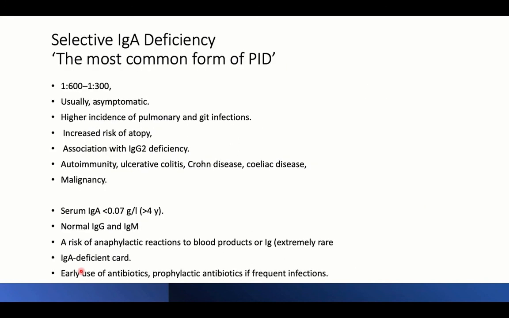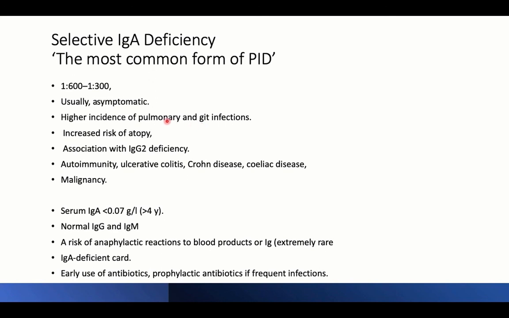Now the less severe antibody deficiencies. The most common form of PID at all, either significant or not, is IgA deficiency, selective IgA deficiency, with incidence of 1 per 600 to 1 per 300 population. This is a very common presentation, which is usually asymptomatic, giving no clinically significant disease, but may present with higher incidence of pulmonary and GIT infections. IgA is important for mucosal immunity. It is present in the mucous membranes.